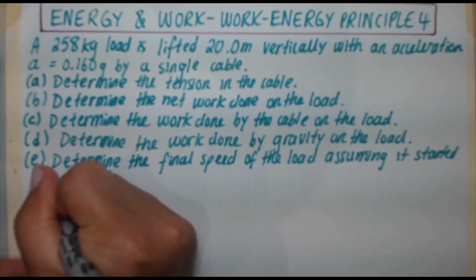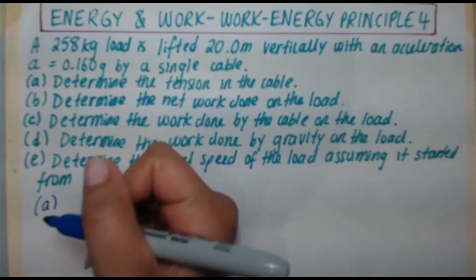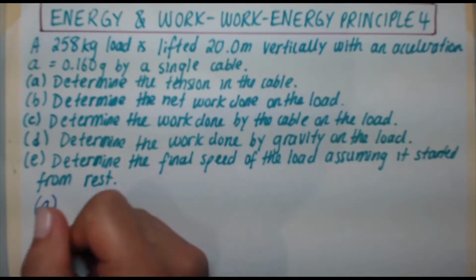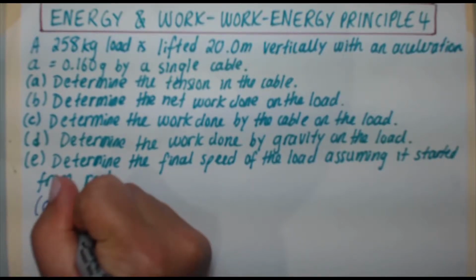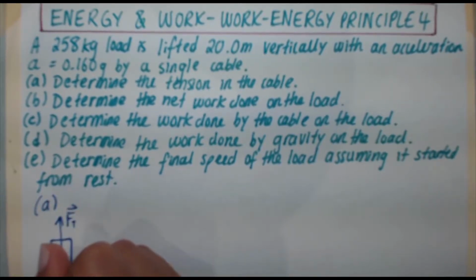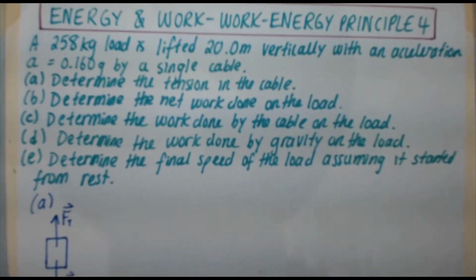The first thing we want to do here is draw our free body diagram. We've got a load being lifted vertically by a cable. So the only forces acting on that load are going to be the tension due to the cable going up and the force of gravity due to its weight going down. That's our free body diagram.